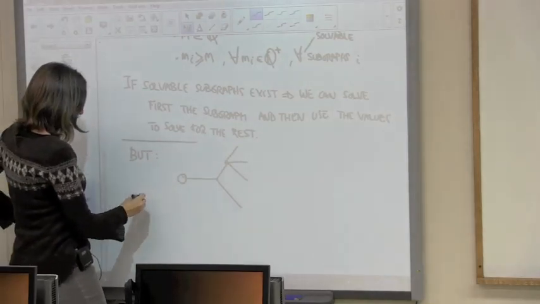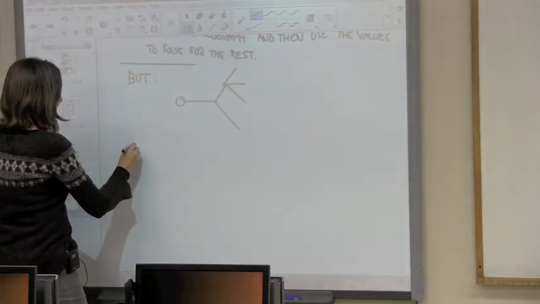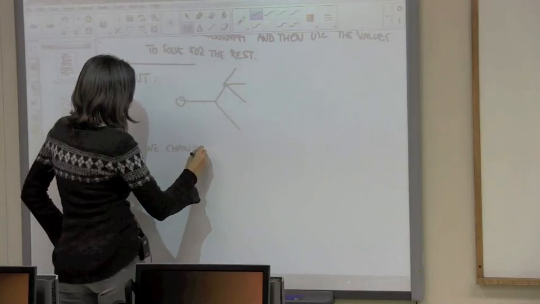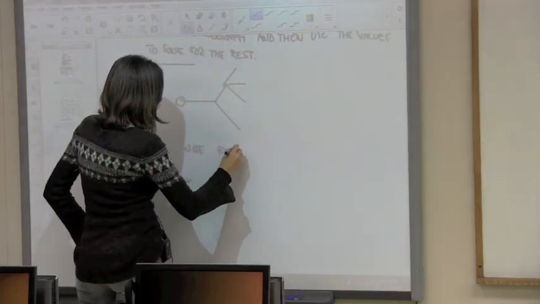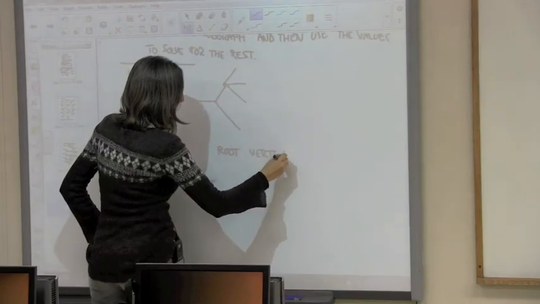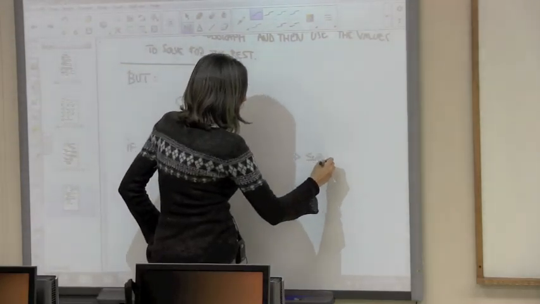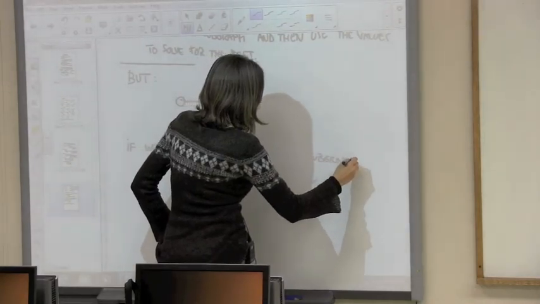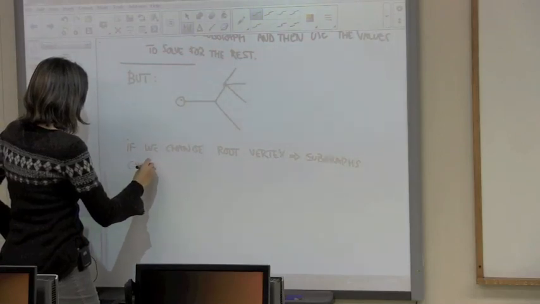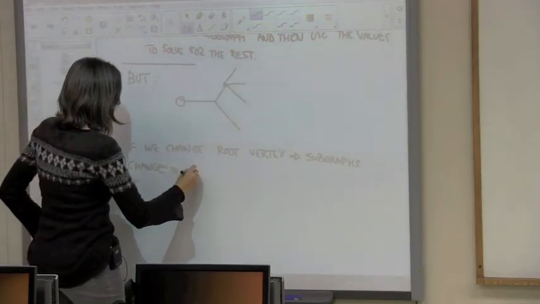If we change the root vertex, then the subgraphs change, and we need to look at those too.